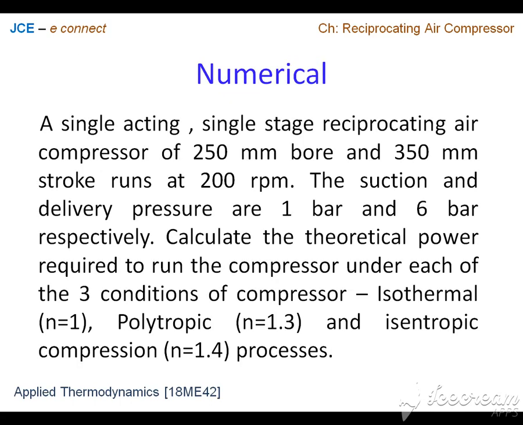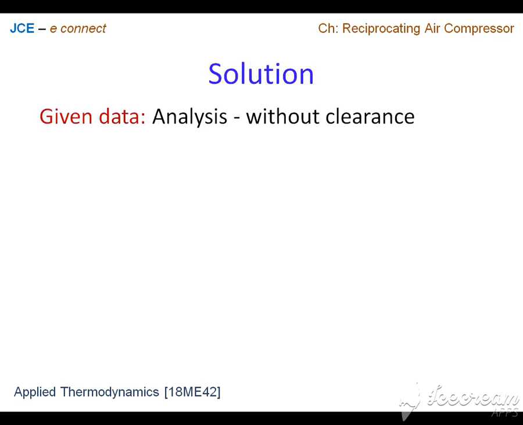So let us now look at the numerical. We have a single acting single stage reciprocating air compressor having a bore and stroke length along with RPM. The suction and delivery pressure is given to us as 1 bar and 6 bar respectively. We are asked to calculate the theoretical power required to run the compressor under three conditions as shown here, and a polytropic index has been given to us.